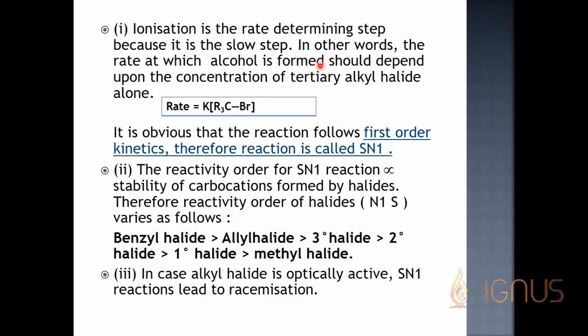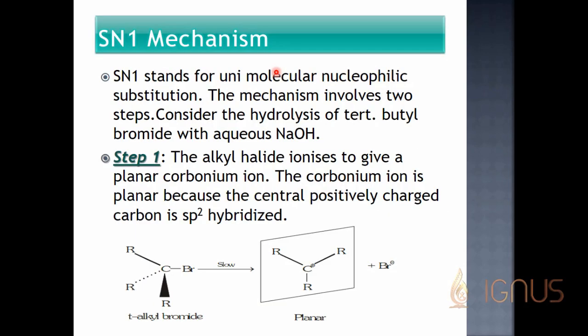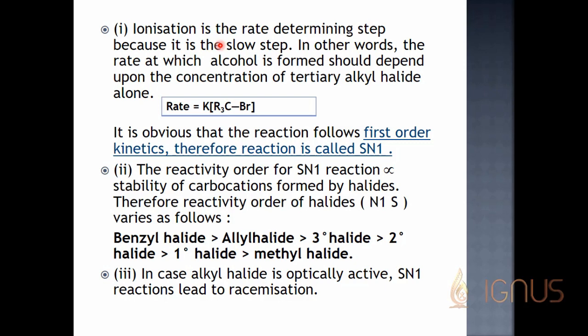Let us see some of the important points of SN1. Here, ionization is the rate determining step. The first step, the formation of carbocation, is the rate determining and slow step. In other words, the rate at which alcohol is formed depends upon the concentration of the alkyl halide. The formation of alcohol depends purely on the concentration of tertiary alkyl halide, because the rate determining step is the ionization of the alkyl halide. It is obvious that the reaction follows first order kinetics, therefore the reaction is called SN1.